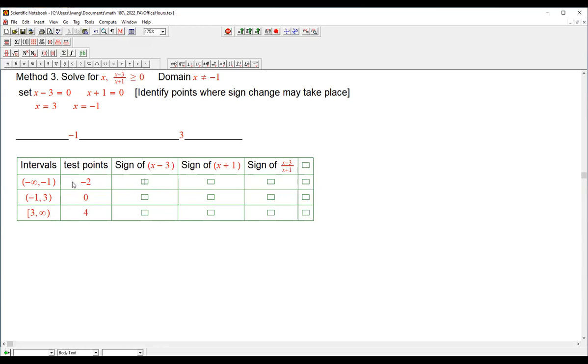You plug in -2 in this expression, we're going to have negative. Over here, you plug in 0, you're going to get a negative, right? You plug in 4, you're going to get positive. You plug in -2 in here, you get negative. You plug in 0 here, you get positive. You plug in 4, you get positive again. And negative divided by negative is positive. Negative divided by positive is negative. Positive divided by positive is positive. So what are the desired intervals? Well, this one, right? So we're going to put a heart here, and this one.